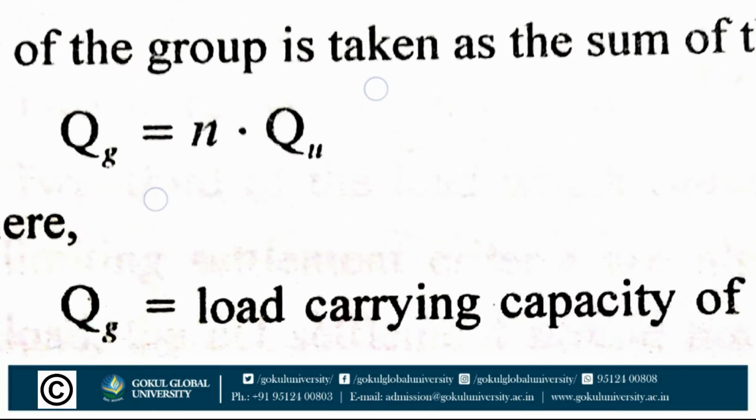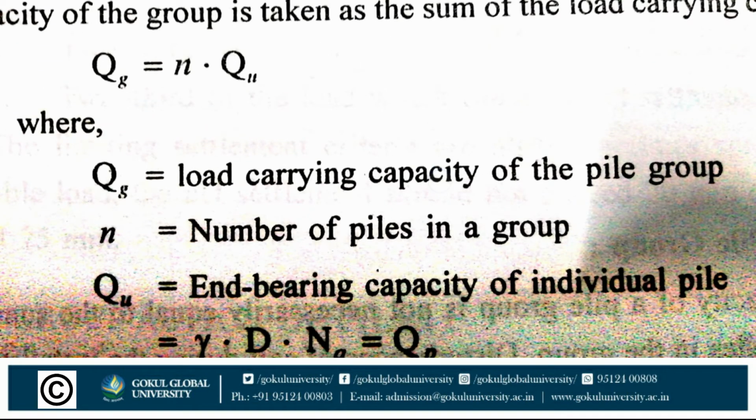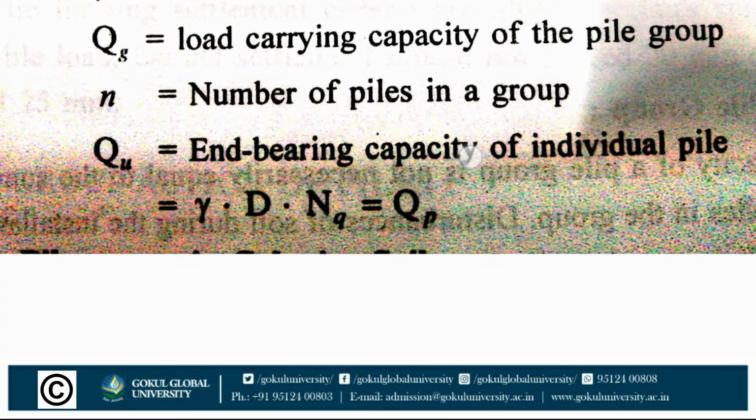For a pile group in sand there is one particular equation: Qg is equal to N into Qu, where Qg is the load carrying capacity of the pile group, N is the number of piles in the group, and Qu is the bearing capacity of an individual pile. This is the equation for a pile group in sand. And there are other equations for a pile group in cohesive soil.